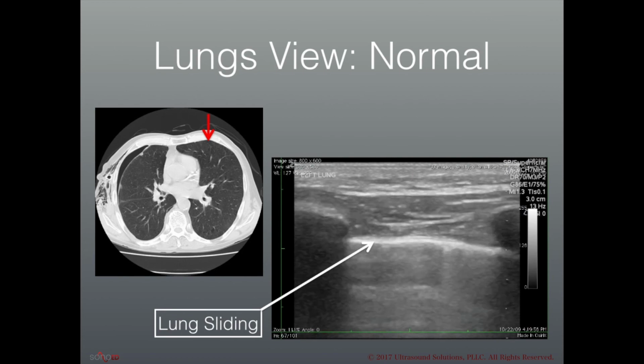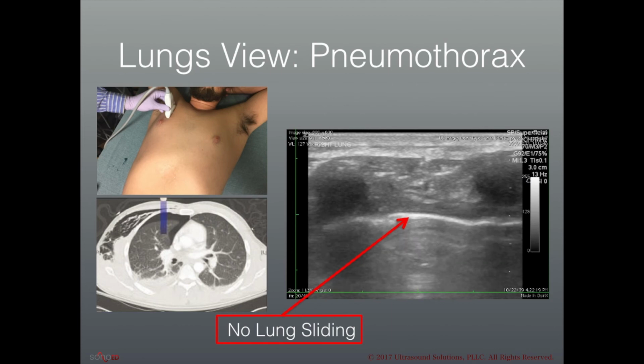If, however, you place the ultrasound probe over a pneumothorax, as in this patient's right chest, you'll see that the visceral and parietal pleura are unable to interact as the patient breathes because of the presence of air between the two pleura. On ultrasound, this appears as the absence of lung sliding. Now you may see that there's motion of the soft tissues as the patient breathes or the ultrasound probe is moved. However, along that pleural line, you'll see that there is no horizontal motion or no lung sliding. This is evidence of a pneumothorax.